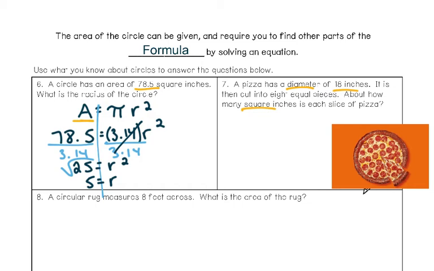So that's asking about area, since it's asking about square inches. And it's asking about one slice. So it's asking about just the area of this slice. So we're going to start out by finding the area of the whole pizza first. Then we'll cut it into 8ths.